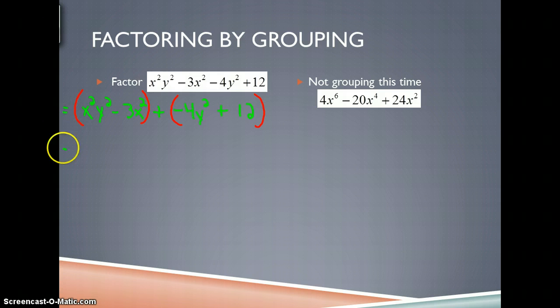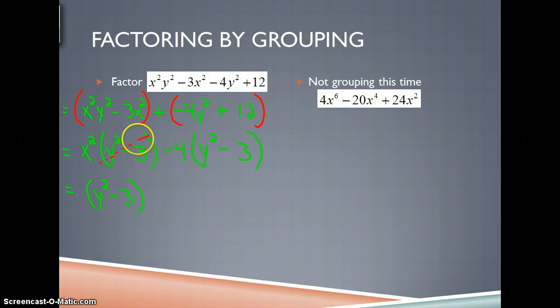Okay? So if we look at this first set of parentheses on the left, the only thing they have in common is x squared. So we'll factor that out. That leaves y squared minus 3. Greatest common factor here is negative 4. We'll factor out the negative 4. That will leave us with y squared minus 3. So again, I have the same thing in parentheses. So that's good. We'll factor that out. Y squared minus 3.